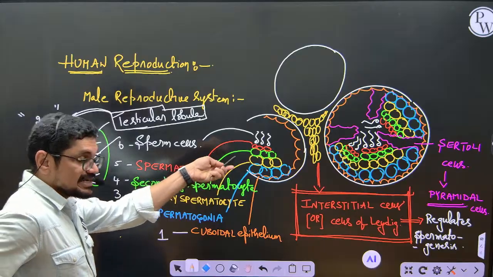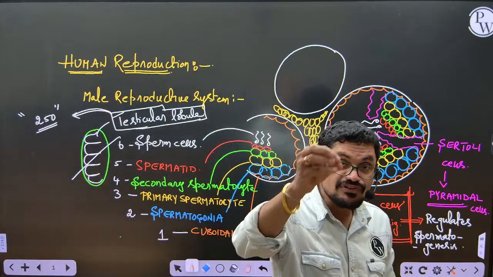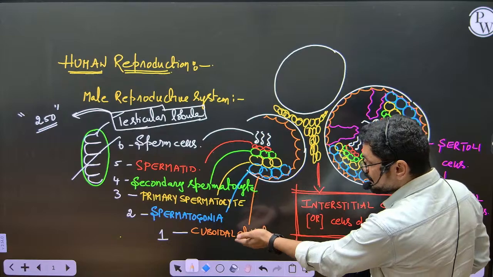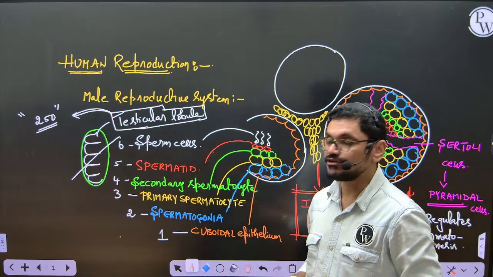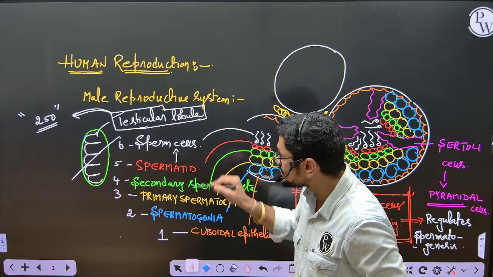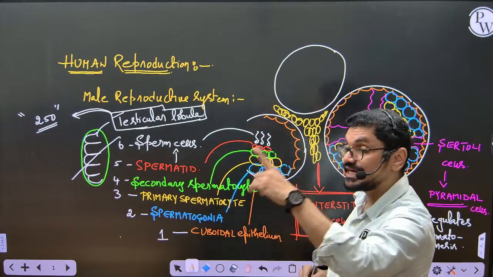Anyhow, I will discuss all these cells along with their functions. What is the difference between primary and secondary, how the primary forms, how the secondary forms, how the spermatid forms, how the spermatid will become the sperm cell. I will explain all these under the heading of spermatogenesis.